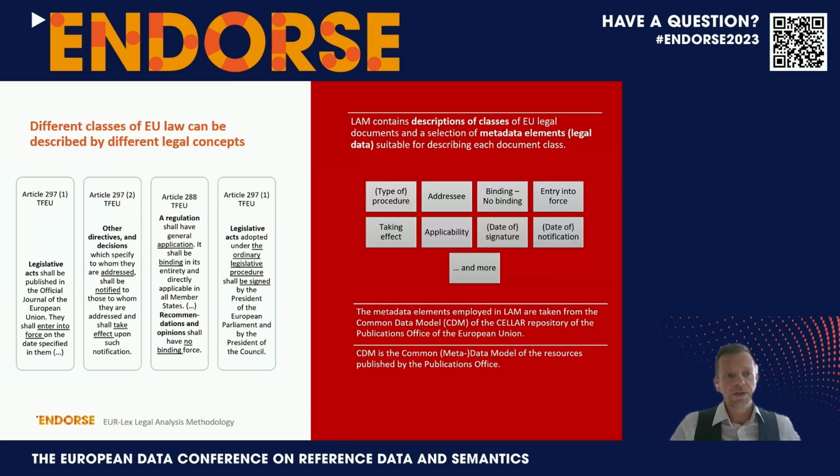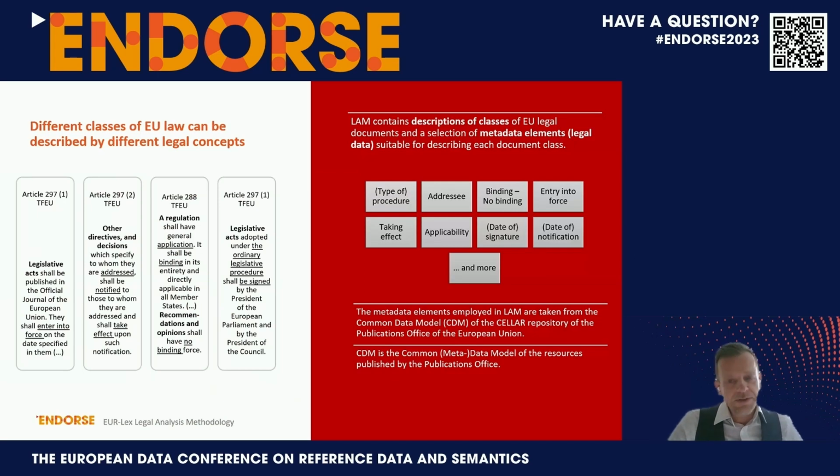But not only this, there are also some internal rules applied when drafting EU legislation. So, for example, we know that the legal acts must be signed, but only legislative acts contain in their title the date of signature. So we are moving from those legal concepts on the left side to metadata elements that are used by the legal analysis and that are just an abstract representation of those legal concepts. But this is just one direction, because on the other side, those legal metadata elements are anchored in the common data model, which is an FRBR-based ontology that is used by the Publications Office for all the resources that we are publishing.